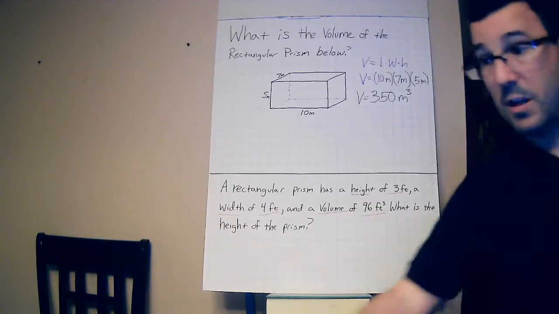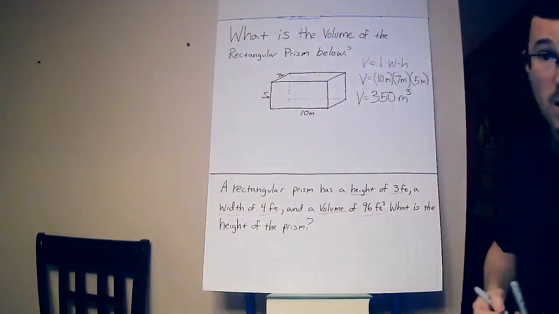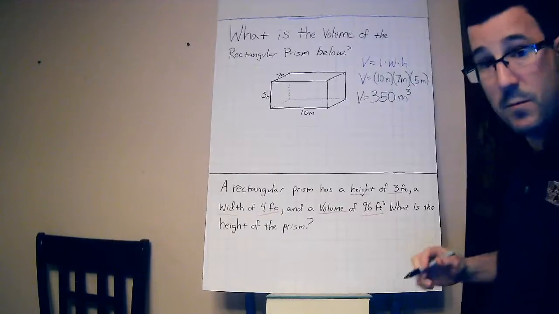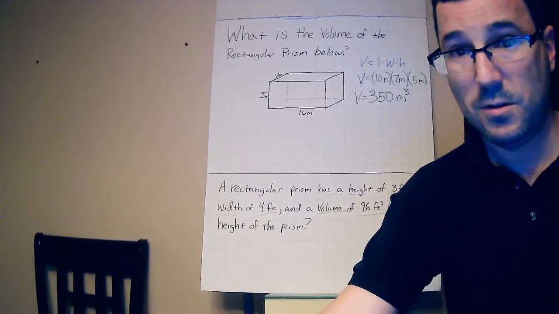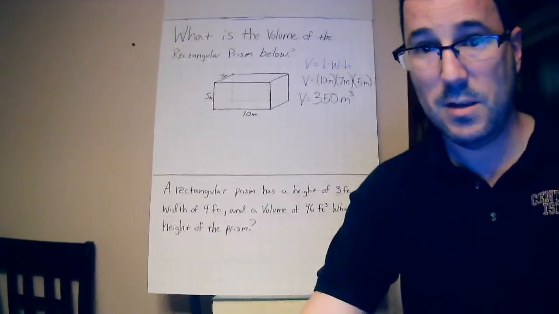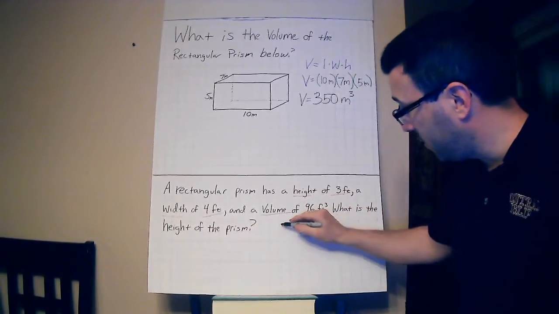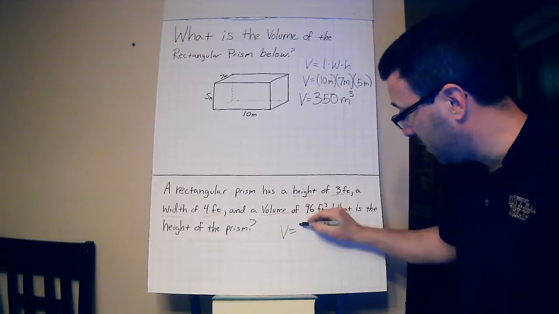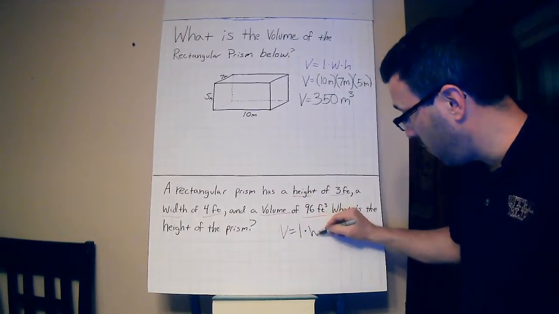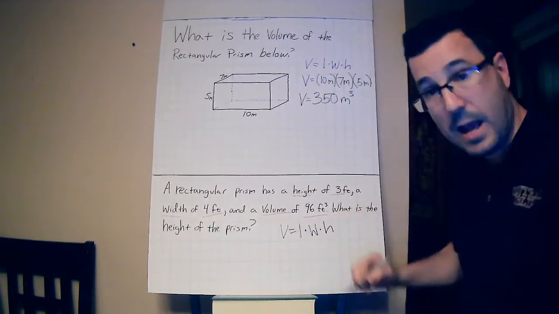So, first thing I'm going to do, I'm going to write down the formula. There we go, that's more centered. Alright, I'm going to write down the formula. Volume equals length times width times height.